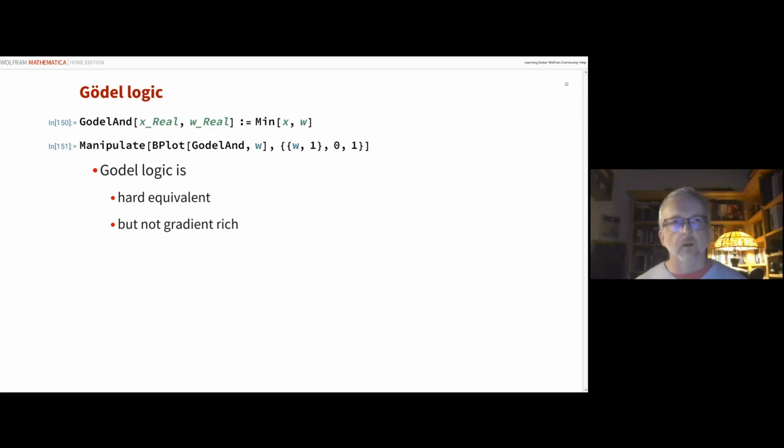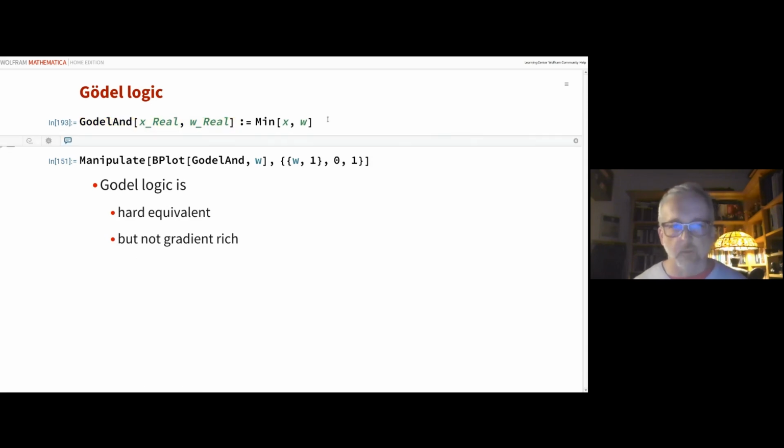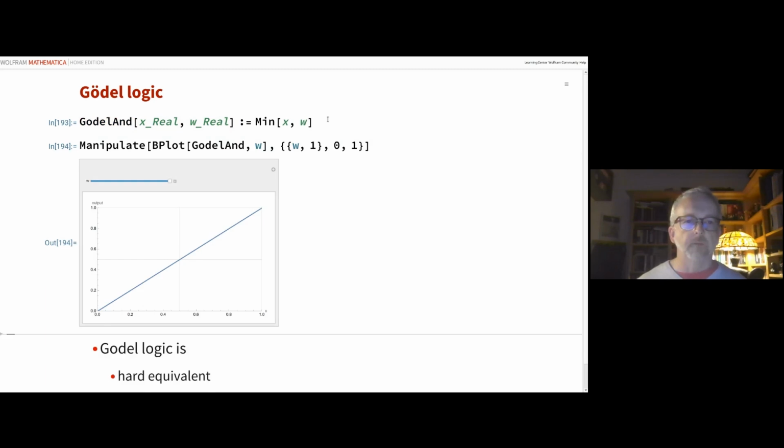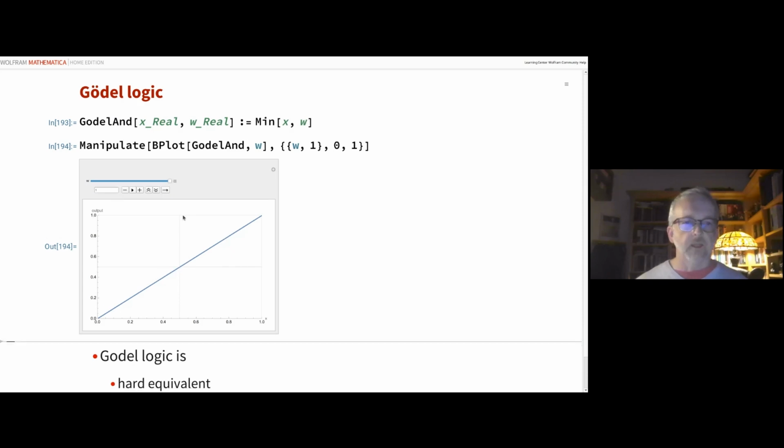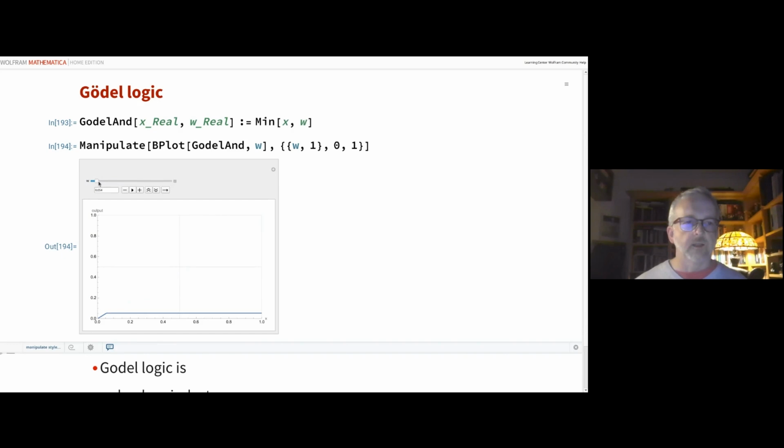Okay, so there are different relaxations. Here's another one, Gödel logic. And Gödel logic defines logical and in terms of the min operator. And again, we can use Manipulate to dynamically look at how it behaves. Weight is 1 again, and yes, it's behaving as it should, like product and. Weight is 0, and yes, it's operating as a mask. Everything's 0 in the output. And what about that intermediate value now?